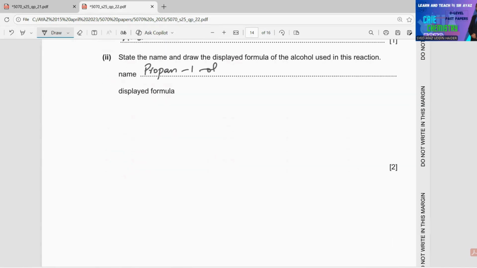So we have 3 carbons for propane. 1, 2, 3. Now let's saturate the carbon atoms. 1, 2, 3, 4. 1, 2, 3, 4. 1, 2, 3, 4. Now let's place OH. Hydrogen will be left. So this will be the final displayed formula for propan-1-ol.